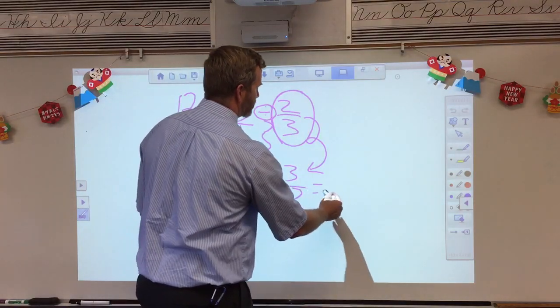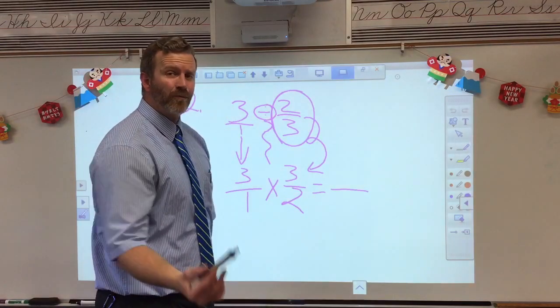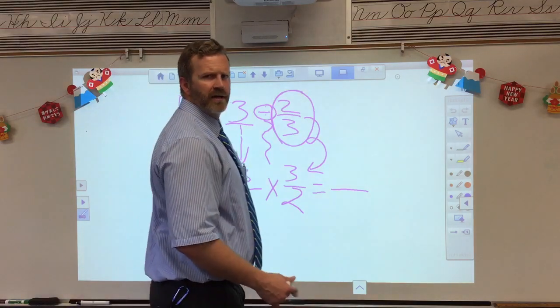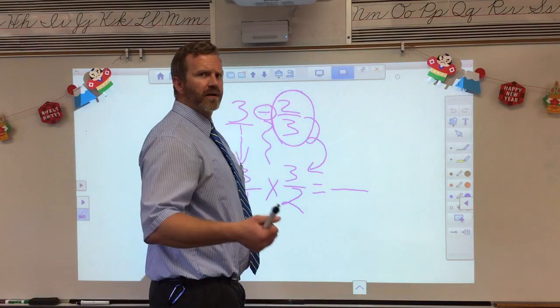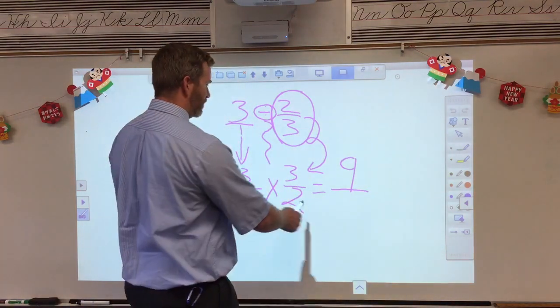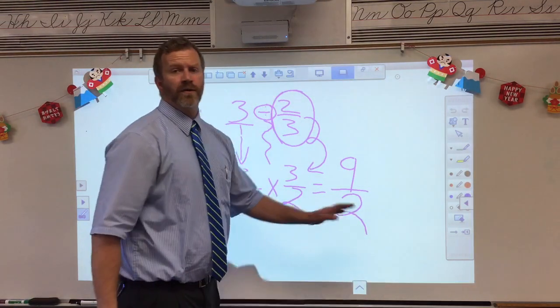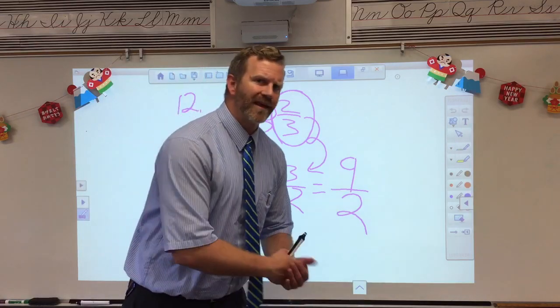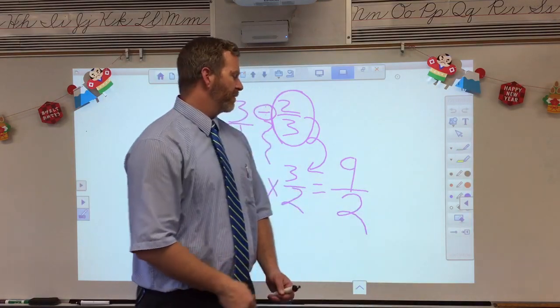Sweet, now you're gonna multiply. That will give you, what's 3 times 3? Let's see, Joshua yelled out 3 times 3? That's 9. And then 1 times 2 is 2. Uh-oh, that's improper. Can't leave it that way. So you're gonna have to take that 9/2.